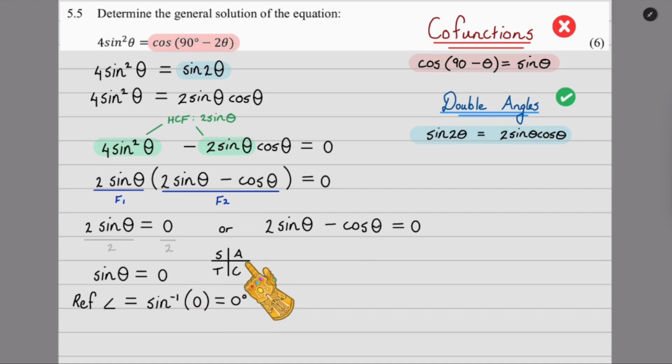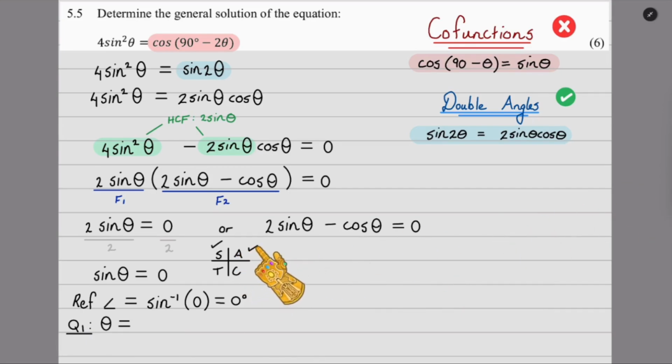So you can choose either both the positive quadrants for sine or both the negative quadrants. I find it easier to work with the positive quadrants, so I'm going to go ahead and select quadrant 1 and 2. And now I'm going to get my general solution for quadrant 1. For quadrant 1, this angle theta always goes on the left-hand side of the equal sign. So I'm going to say theta equals.